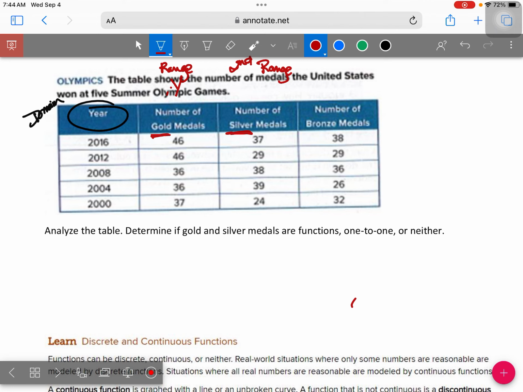Is it a function first, then 1-to-1 for the first one? And then is it a function or 1-to-1 for the second one?